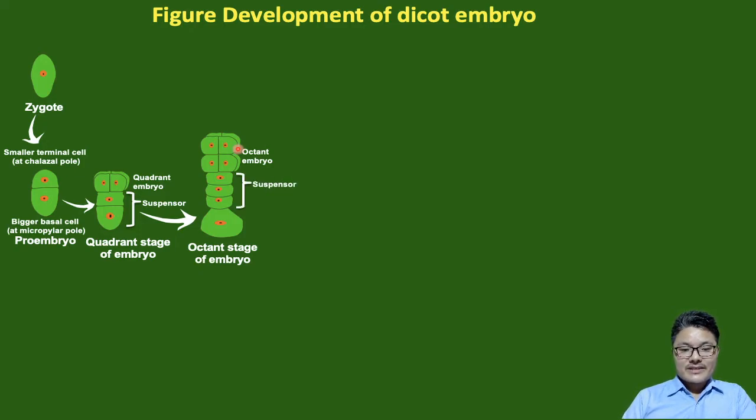And we have suspensor cell, which will be helping in suspension of your embryo, or suspensor cells will be pushing your embryo away from the micropylar pole and into the endosperm, so that embryo receives proper nutrition, proper nutrients from the endosperm. And we have a bigger cell at the micropylar pole that is called as haustorial cell, which will be helping in nourishing your suspensor cells. Suspensor cells require nutrient which are provided or which are absorbed by haustorial cell.